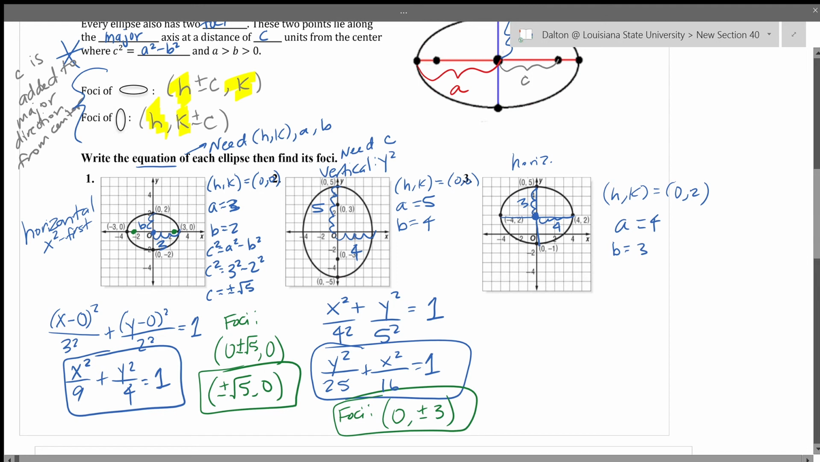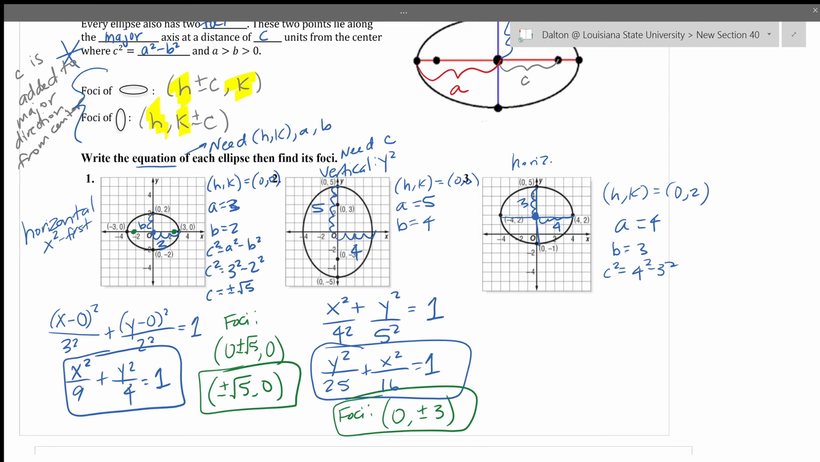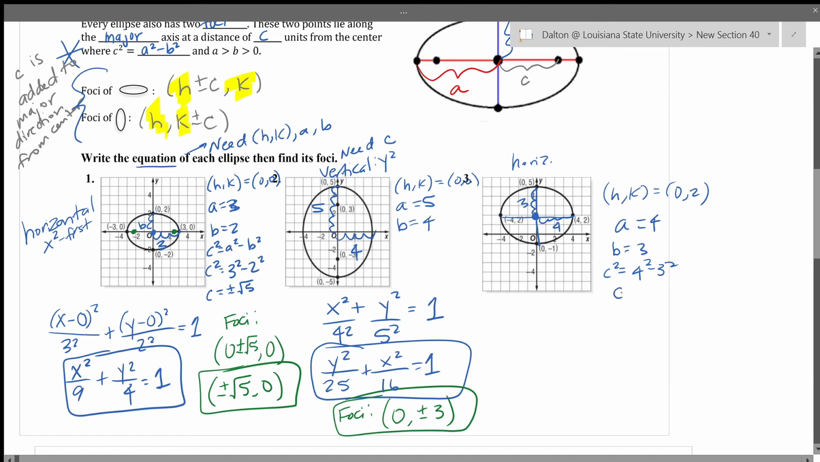And then they don't give us the foci, so we can solve for that. We know that c squared is a squared minus b squared. So 4 squared minus 3 squared will be 16 minus 9, which is 7. So that implies that c will be plus or minus the square root of 7.